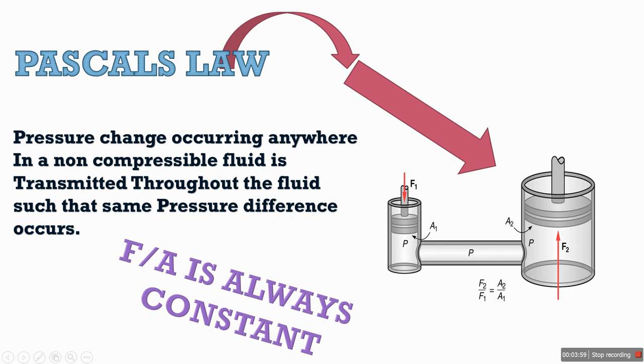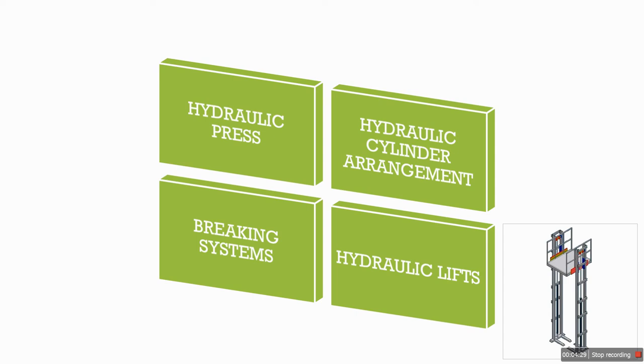If I change the area A2 to different numerical values, I will get different values of force F2. So it is very much possible for me to design a system that can lift heavy loads by just applying a small force at one end. So this is the basics of Pascal's law, and it finds its application in various industries.